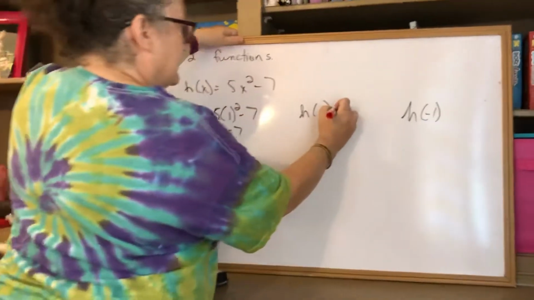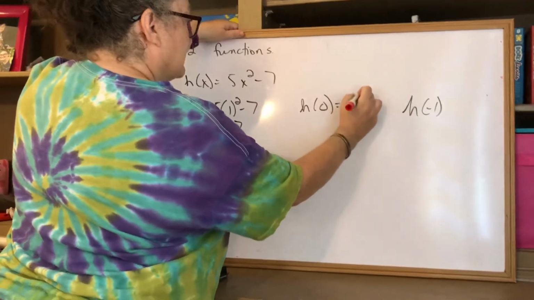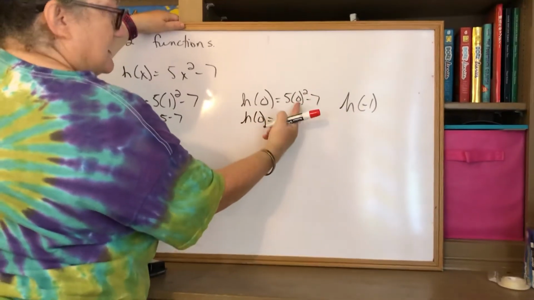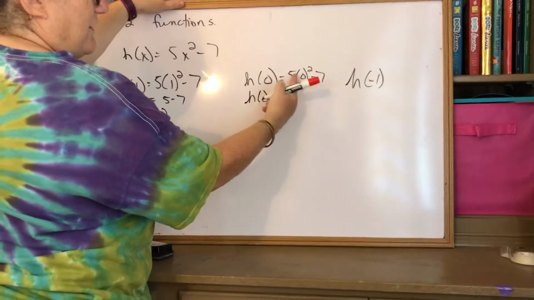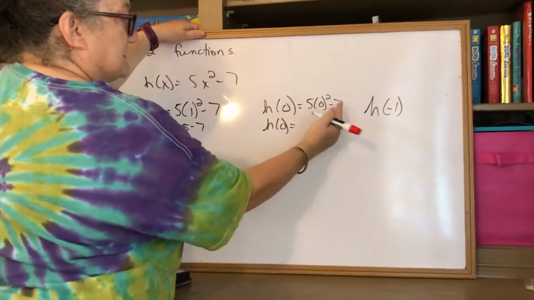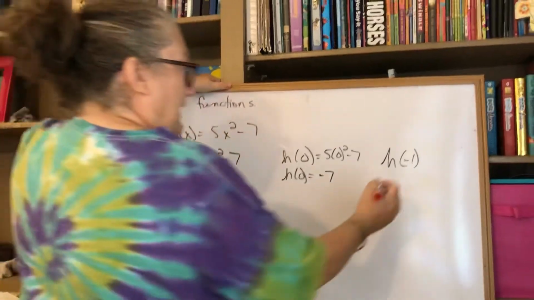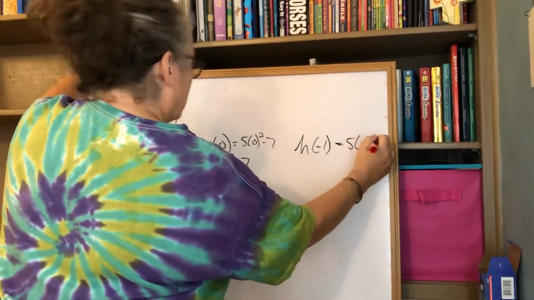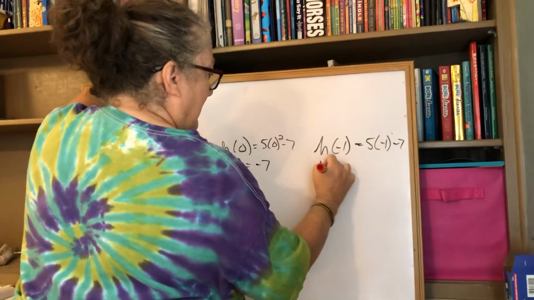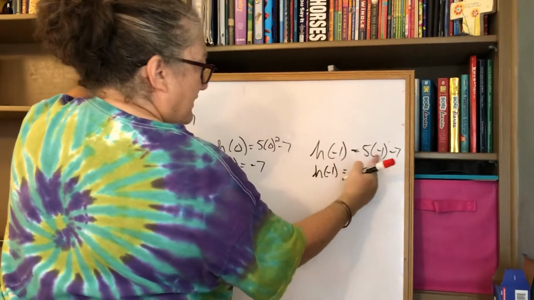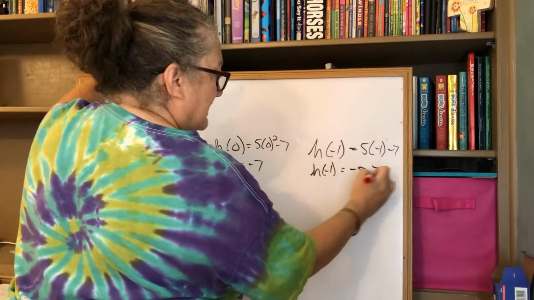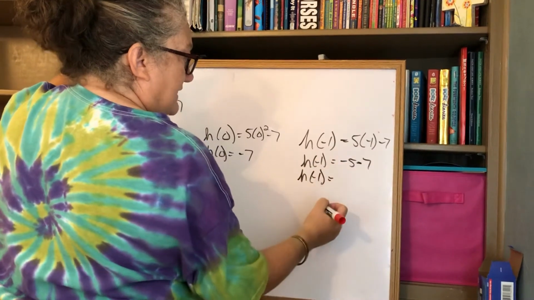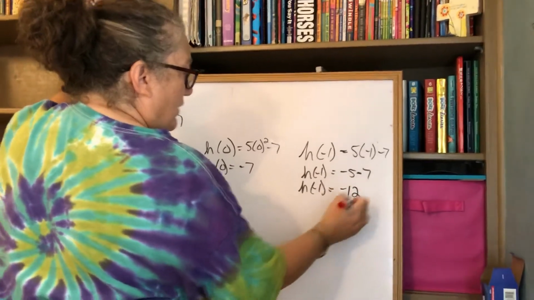H of 0 would be 5 times 0 squared minus 7. H of 0 equals, 0 squared is still 0. 5 times 0 is 0. 0 minus 7 is negative 7. H of negative 1: 5 times negative 1 squared minus 7. H of negative 1 equals 5 times 1, which is 5, minus 7. H of negative 1 equals negative 2.